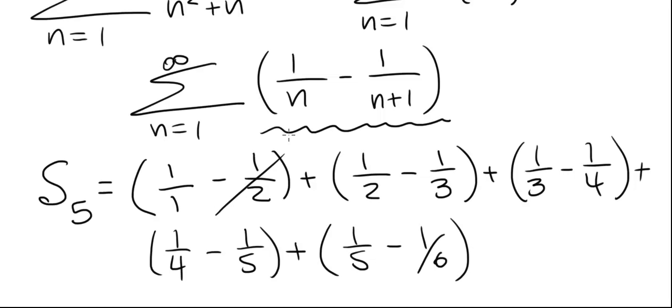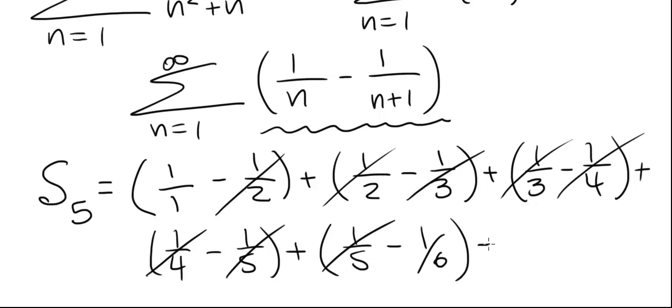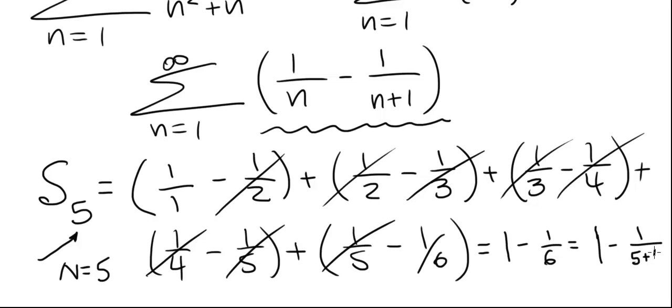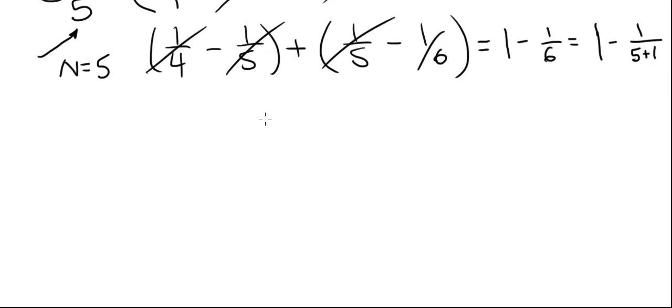So look what happens. Minus half, plus half, minus a third, plus a third, minus a fourth, plus a fourth, minus a fifth, plus a fifth, and all we have left is the 1 and then minus 1 over 6. But notice here that our capital N is equal to 5, and this 1/6, instead of simplifying it, we can write it as 1 minus 1 divided by 5 plus 1. That is the last number in the partial sum, the last term, plus 1. So let's extend this or generalize this to a formula for Sn.